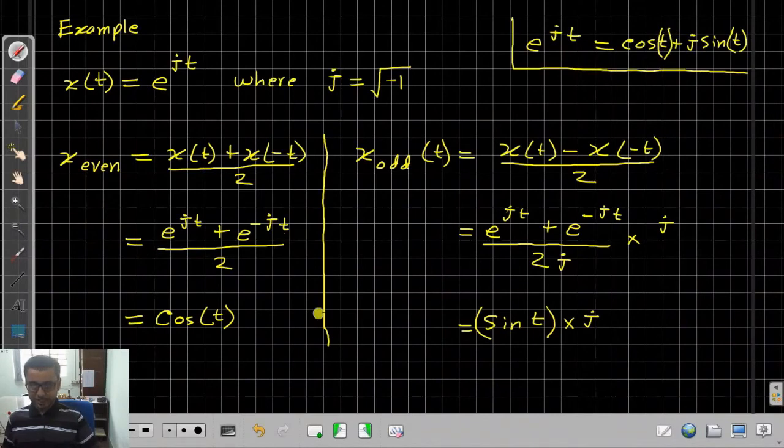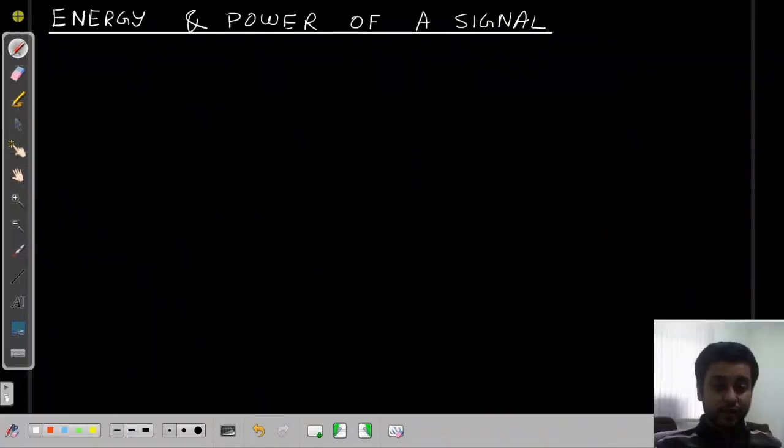That's what we see here. x(t) is the sum of x even, which is cosine t. Cosine function is an even function, and the odd part is sine t. Sine is the odd function. Finally, today we shall talk about or define energy and power of a signal.